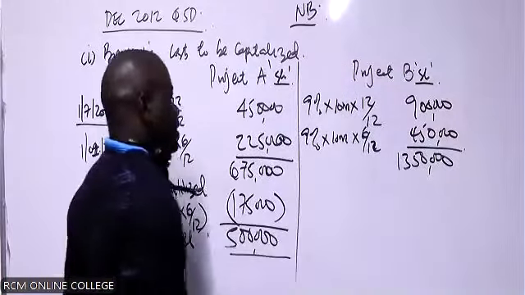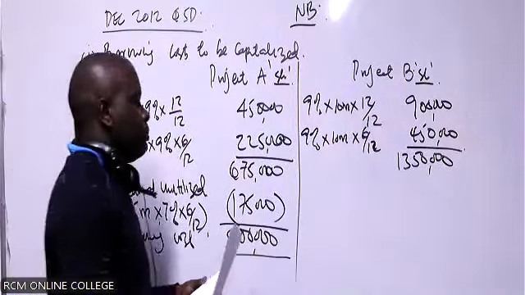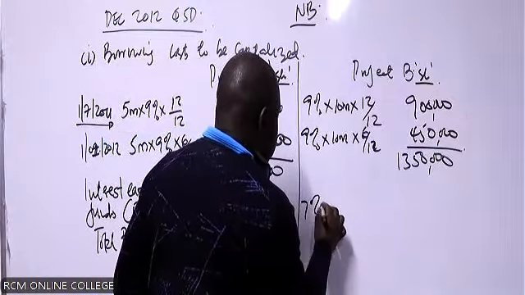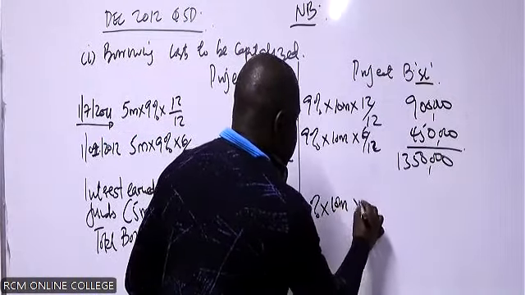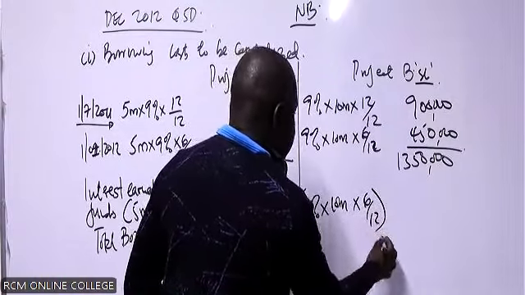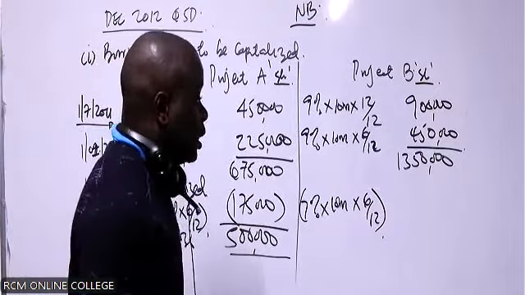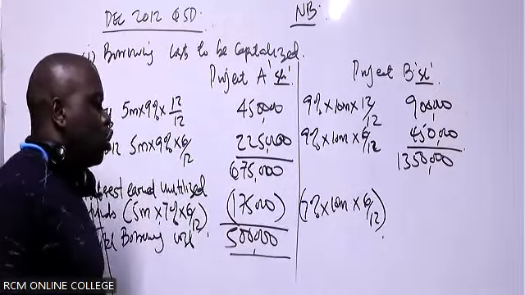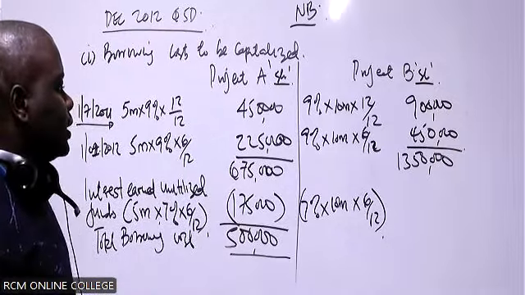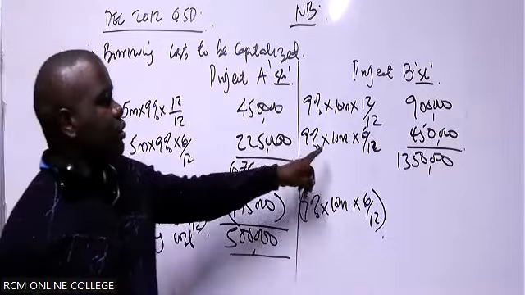But now there's the interest they earned on this 10 million, which they never utilized immediately, which will be 7% times 10 million times 6 out of 12. So how much are you getting as the interest earned on the unutilized funds? These ones, they never utilized immediately.